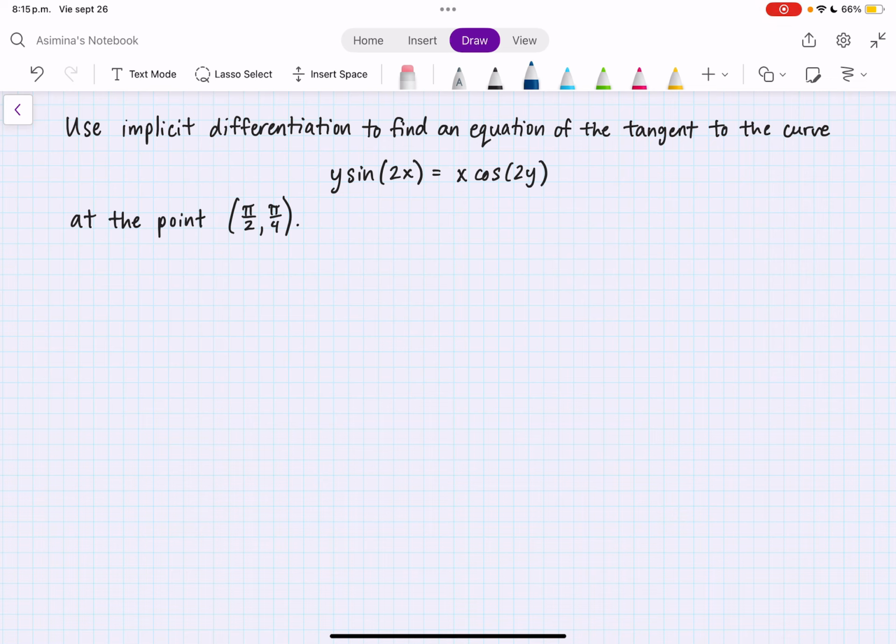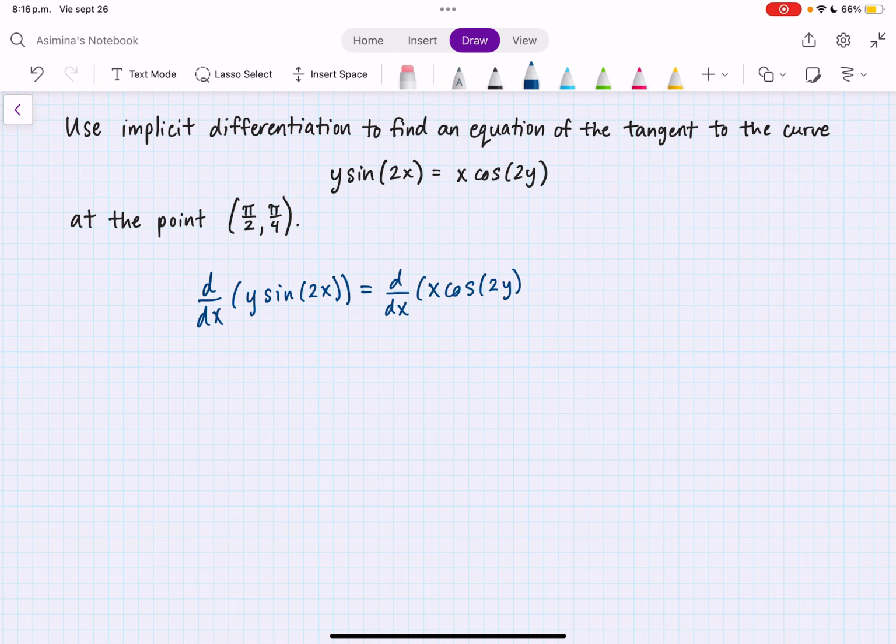First, we want to use implicit differentiation to take the derivative of this curve. So we take the derivative with respect to x of both sides of the equation. So setting that up, it looks like this.